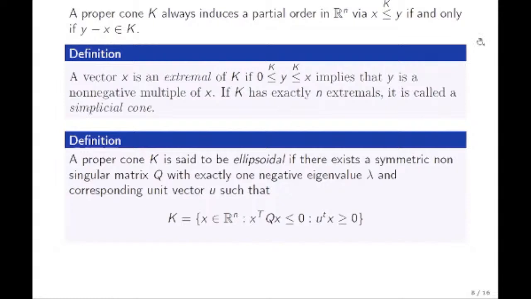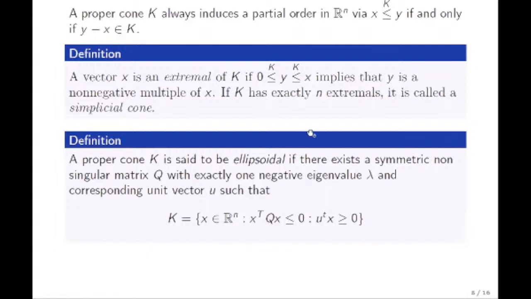Okay. Now, any vector x in a cone K is said to be an extremal if any other vector y satisfying the relation 0 less than or equal to y less than or equal to x is a non-negative multiple of x. Such vectors x are called the extremals of that cone K. Now, if a cone K in Rn has exactly n extremals, such cones are called simplicial cones. For example, if a cone K in R3 has 3 extremals, this is a simplicial cone in R3.